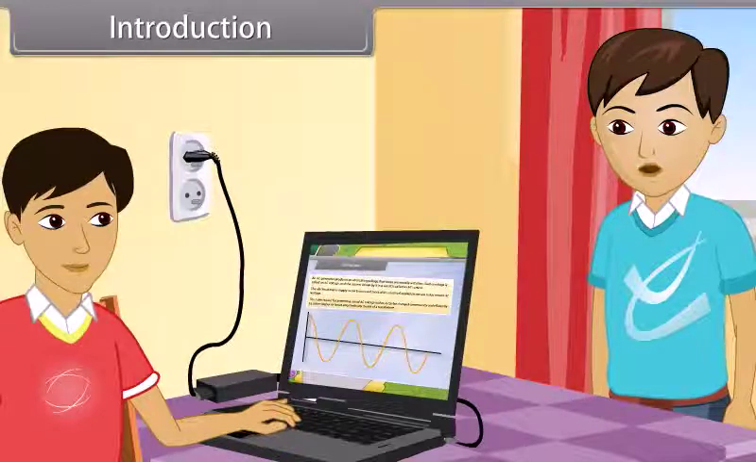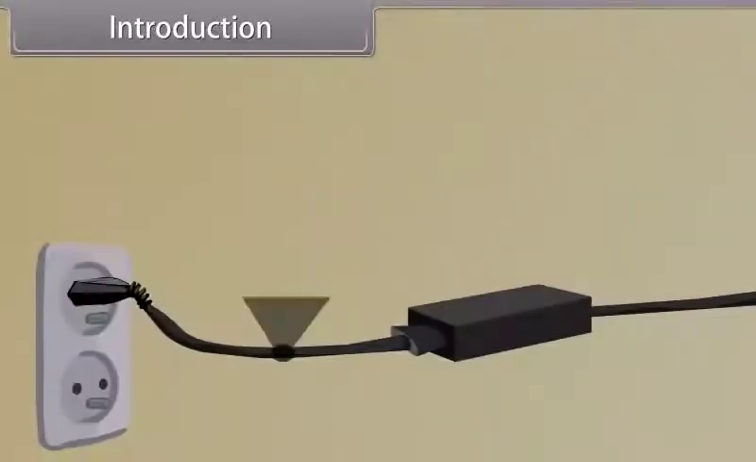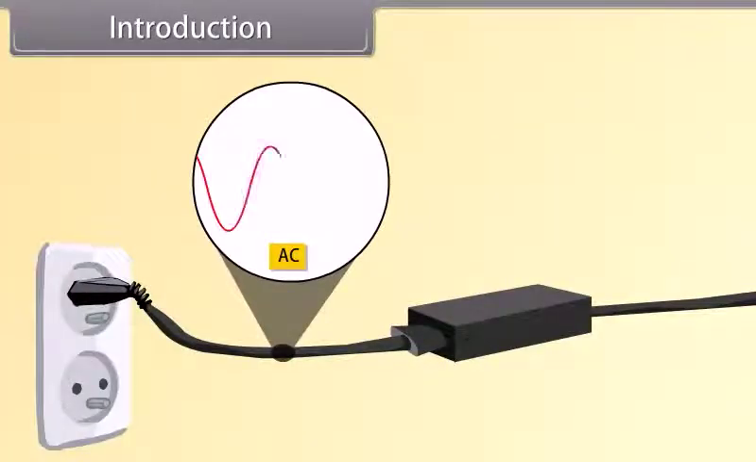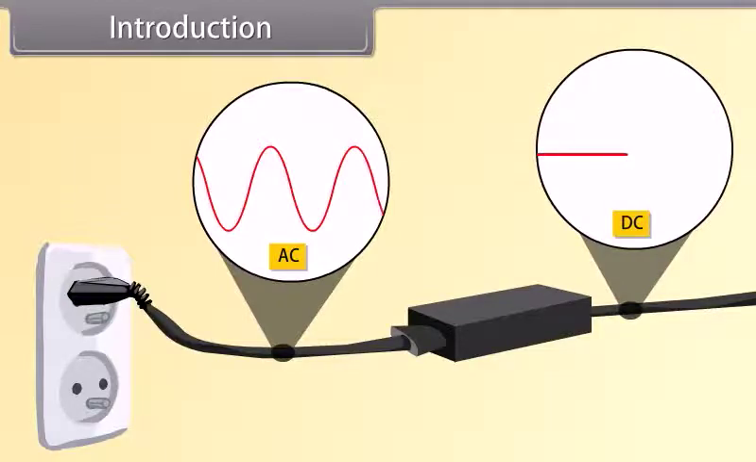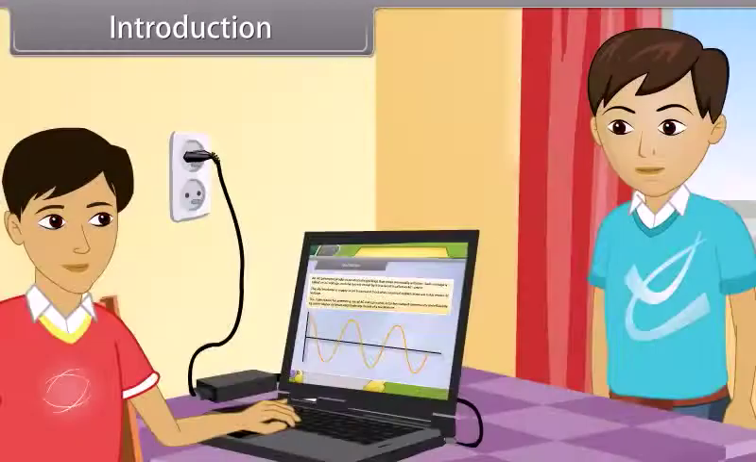Okay, let me tell you that laptops and many appliances work on DC voltage. When the charger is plugged into the AC supply, the charger converts the AC voltage into DC voltage, so that the appliances can work smoothly. Okay, I got it. It's interesting. Tell me more about it. Children, today we will study alternating current.